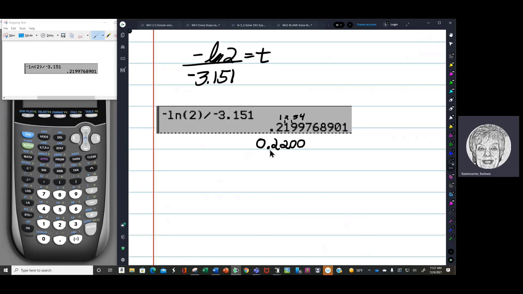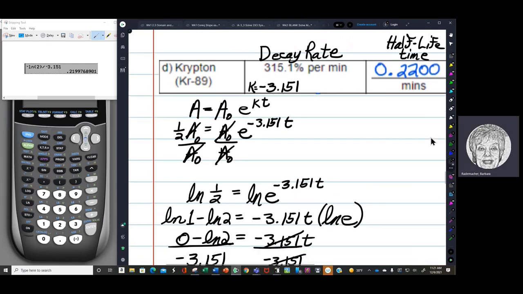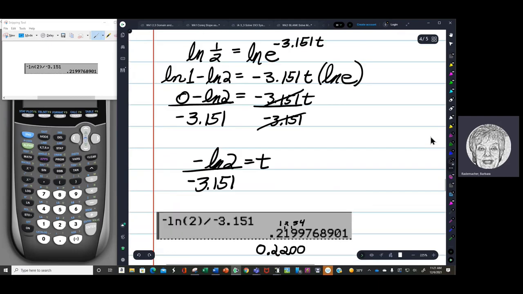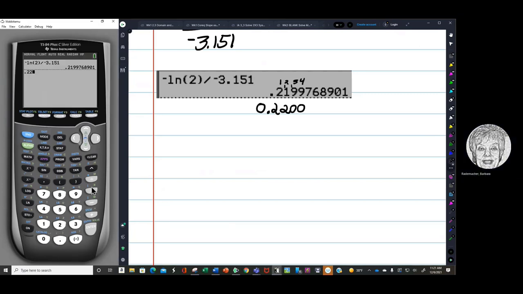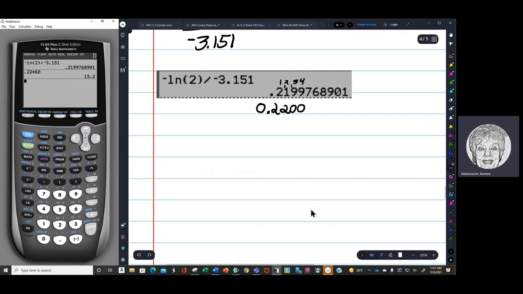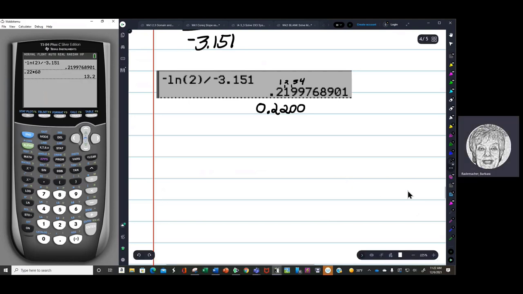That is a horrifically small part of a minute. One minute is 60 seconds. I wonder what 0.22 times 60 would be. Seconds. I mean, really? All right. Well, we could keep going on and on and on.